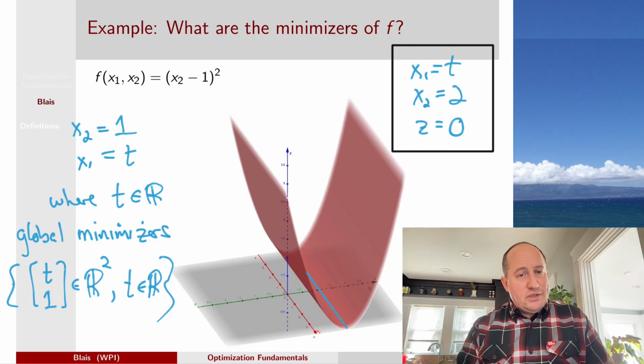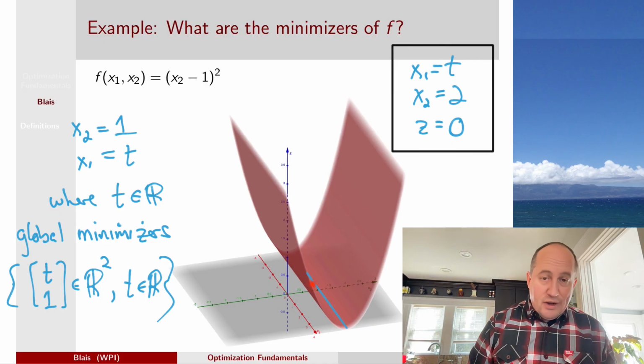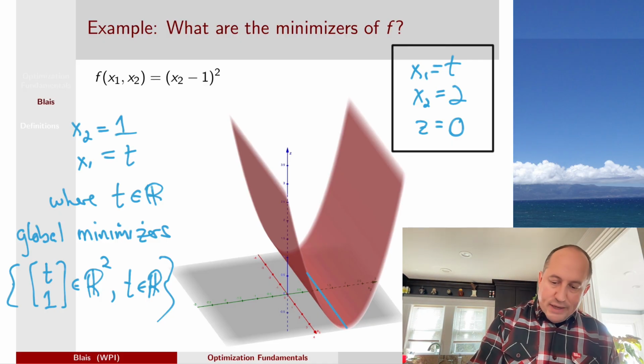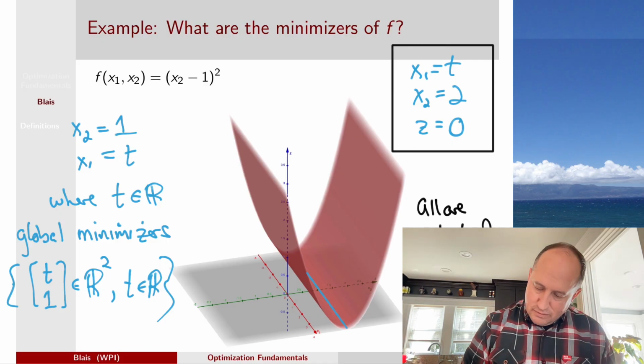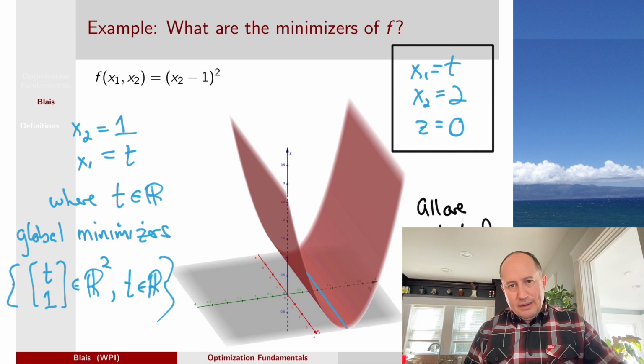Thinking in our terminology about minimizers, we should also note that these are not strong local minimizers. They are weak local minimizers, because this objective function has this flat spot at the bottom.